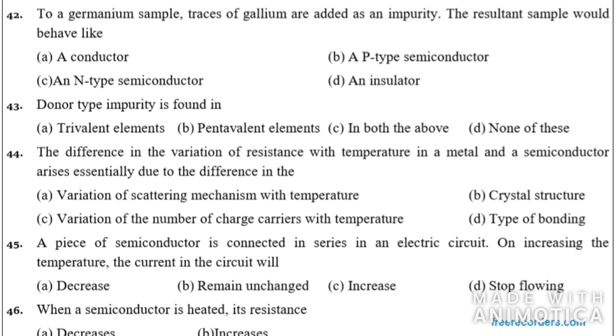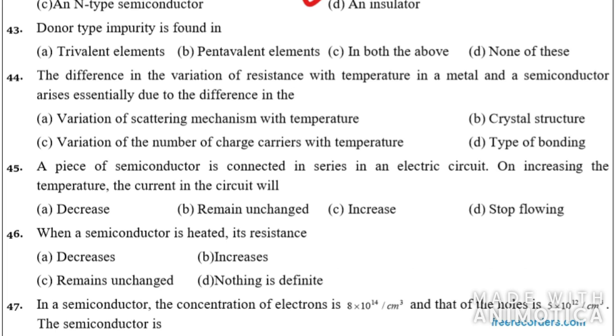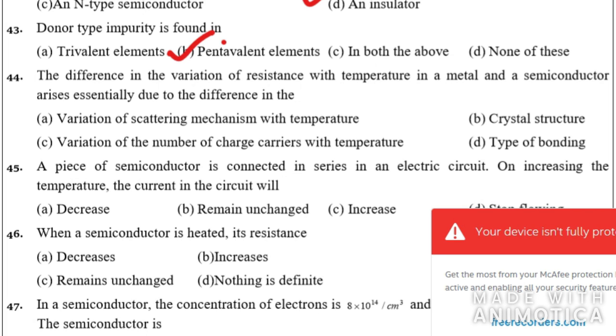42. To a germanium sample, traces of gallium are added as an impurity. The resultant sample would behave like a conductor or a p-type semiconductor? It is a p-type semiconductor because gallium is actually a trivalent impurity. Donor-type impurity is found in trivalent elements, pentavalent elements, both the above, or none of these. So the right option for this is pentavalent elements. Donor impurity means pentavalent. Acceptor impurity means trivalent.